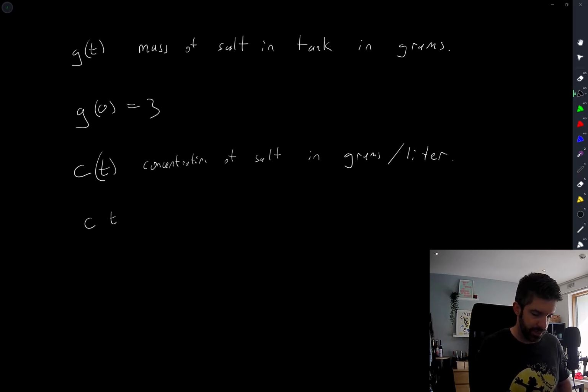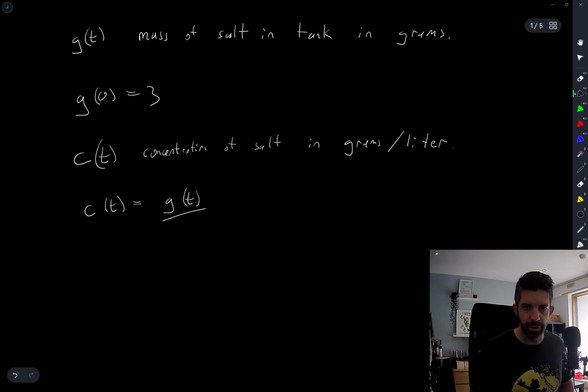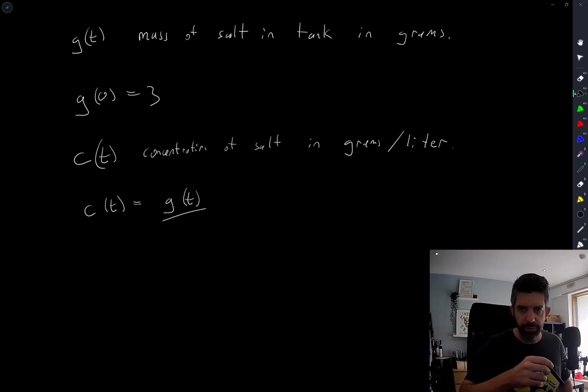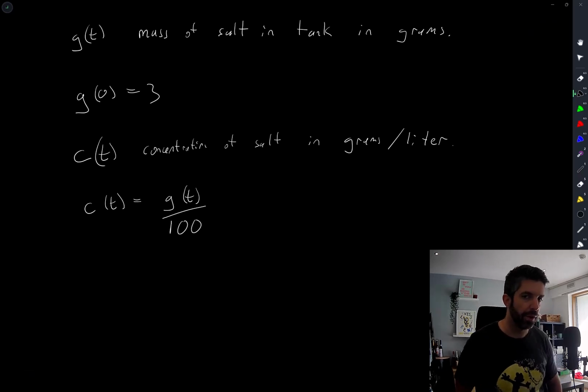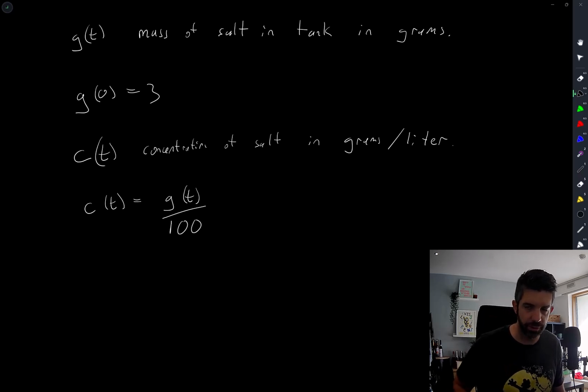Okay, and C of t is equal to G of t divided by the volume of water. We have 4 liters per minute of water coming in, and 4 liters per minute going out, so the volume never changes. If the rate of water coming in and out were different, we would also want to track the total volume of water in the tank. But this should be just fine.